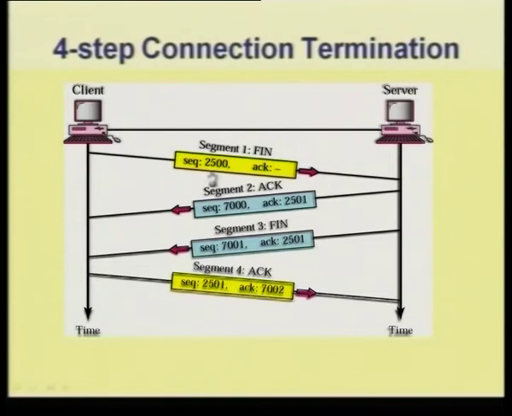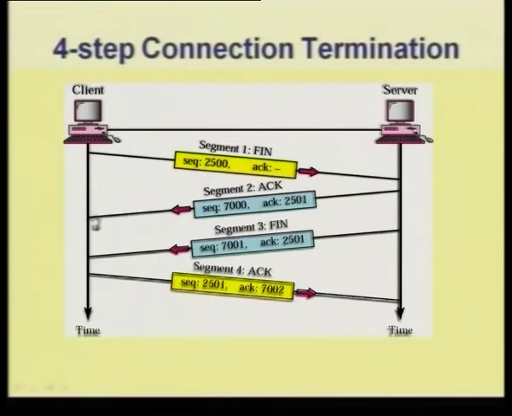So let's say 2500 is the sequence number, and it sends this particular packet. Now on receiving the FIN packet, the server identifies that the client has now stopped its data transfer and has sent a FIN packet. So it sends back an ACK saying that it has received the FIN packet. An ACK is an indication to the client that this FIN packet has been received correctly.